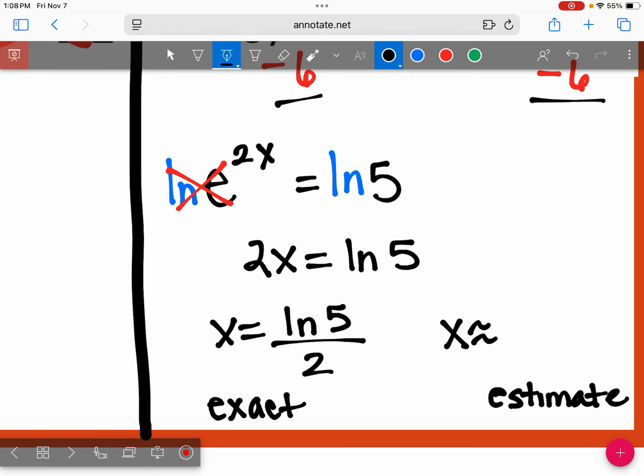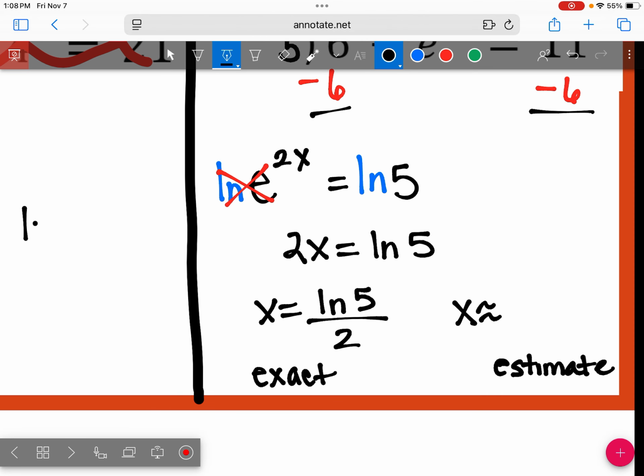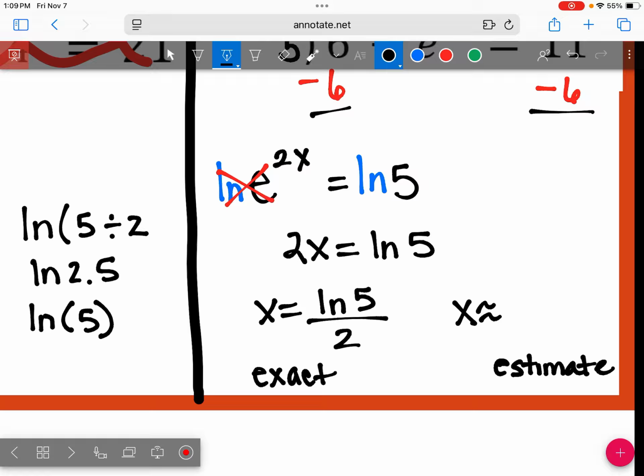So when you're typing it in, if you type in ln and it starts in parentheses 5 divided by 2, that's not going to work, because this means you're taking the natural log of 2.5. If you're not using the fraction bar, you have to type in natural log, close the parentheses after the 5, and then divide by 2. That's how you correctly enter it into your calculator.